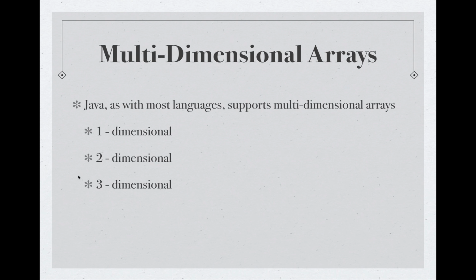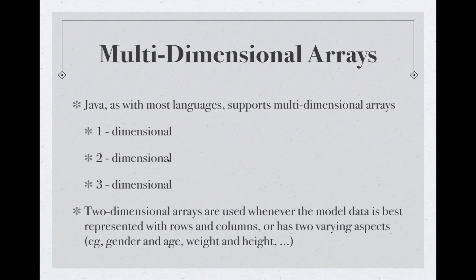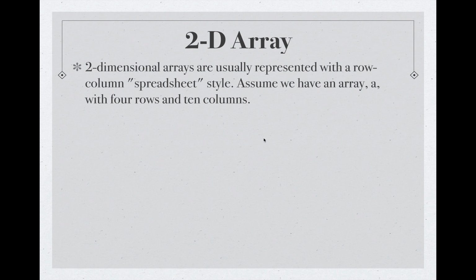However, three-dimensional arrays are not tested on the AP exam, so we really don't care about them. We're going to talk about two-dimensional arrays. And this is best used when the data is best represented in rows and columns or has two variant aspects like gender and age, weight and height, etc. And usually it kind of looks like a spreadsheet when you create a two-dimensional array.